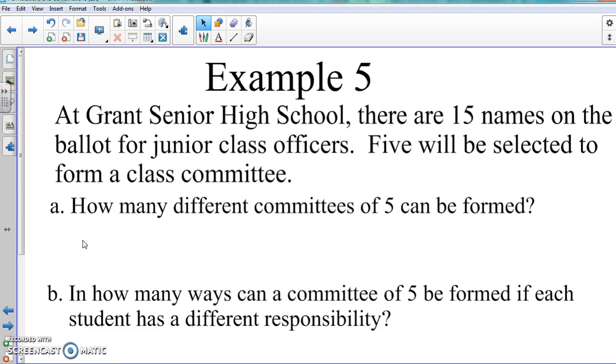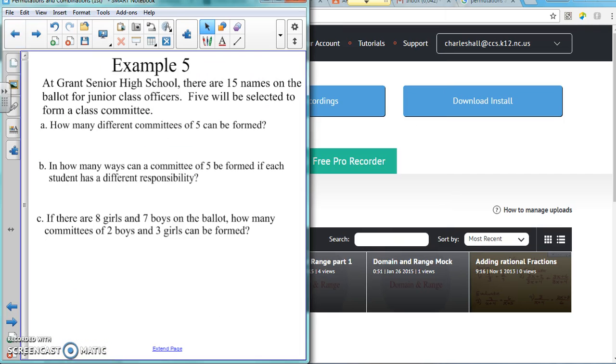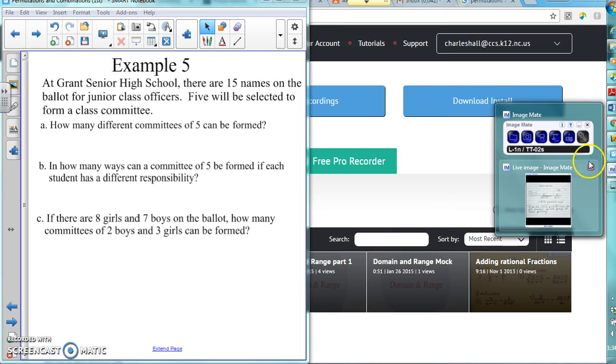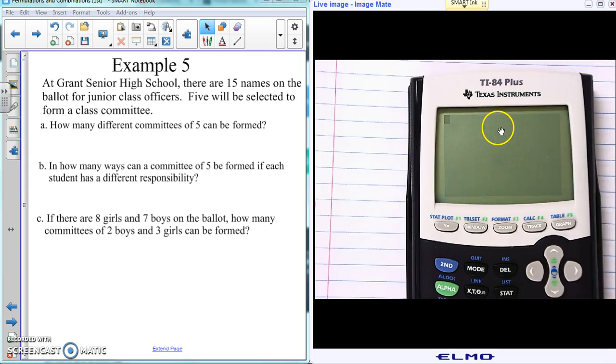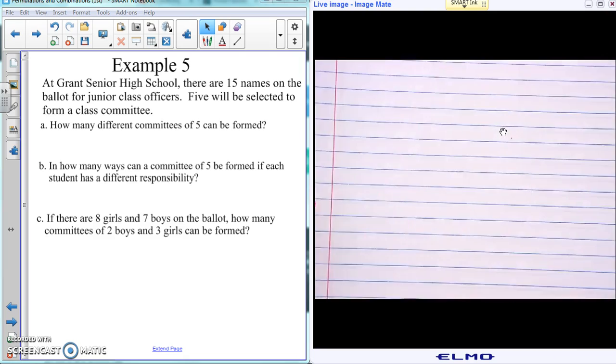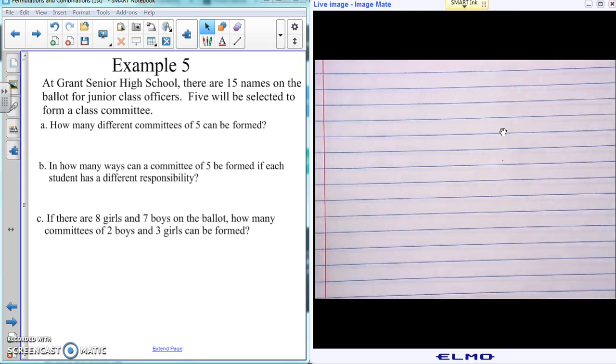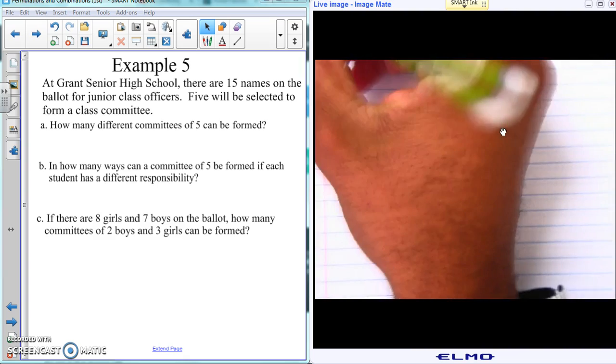So A asks, how many different committees can be formed? Now, when we talk about a committee, are we talking about specific order? This person's ranked here, this person's ranked here, this is president, vice president, secretary, or we're just talking about a group of people? We're talking about just a group of people there. So when it comes to A, we're not talking about permutation because order doesn't matter here. We're just talking about a group of people. So for A, all we're going to do is deal with our combination.